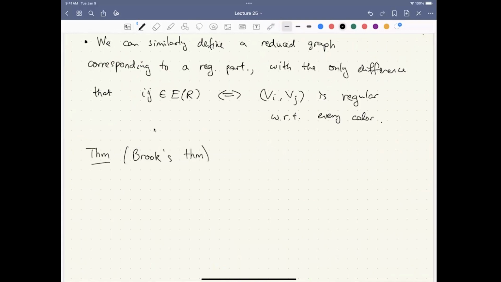Brooks theorem is saying that if you have a graph with bounded maximum degree, with maximum degree d, then we can give it a proper vertex coloring with d+1 colors.